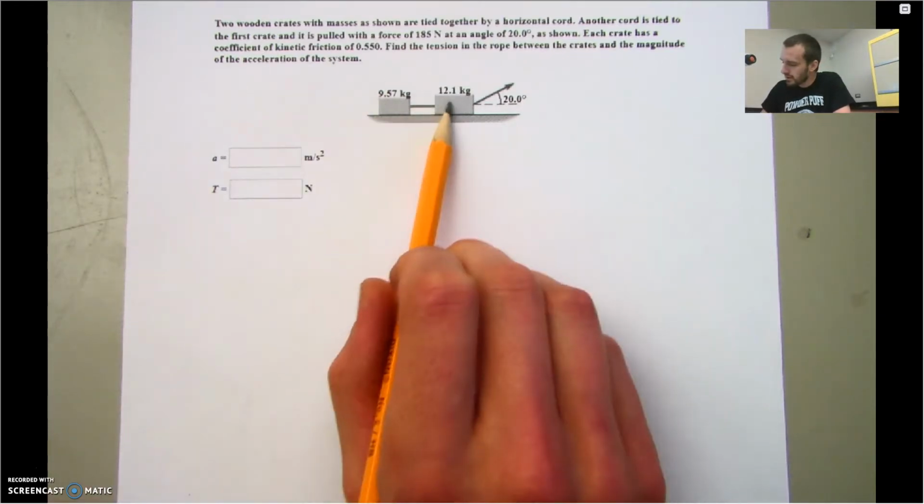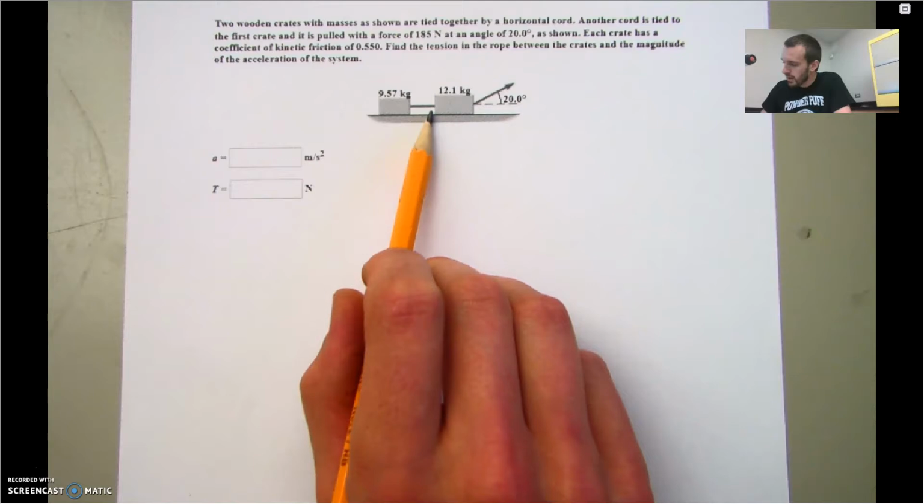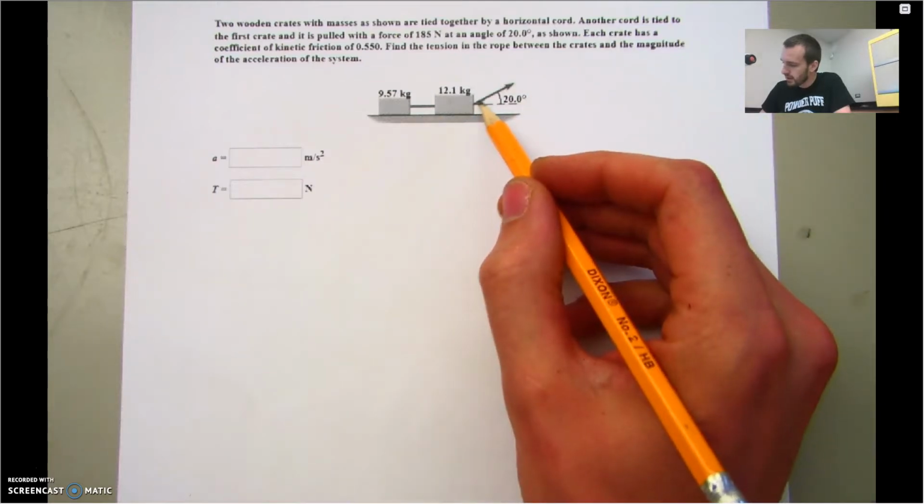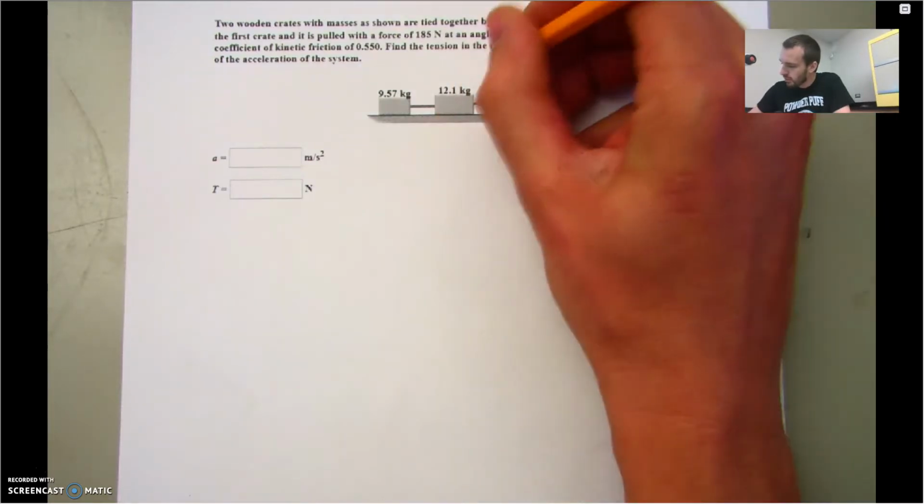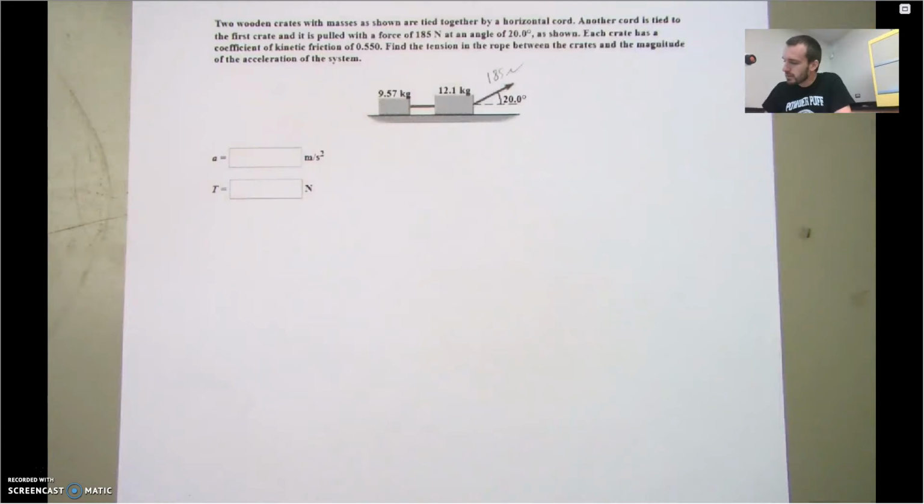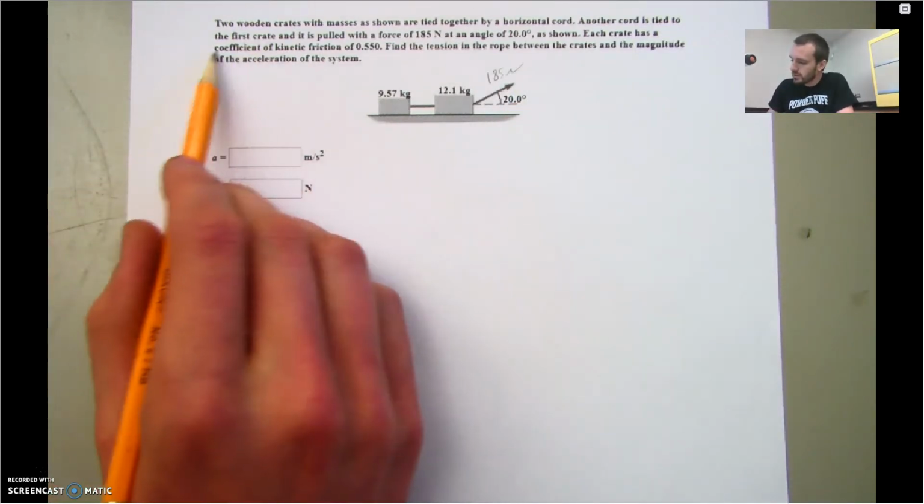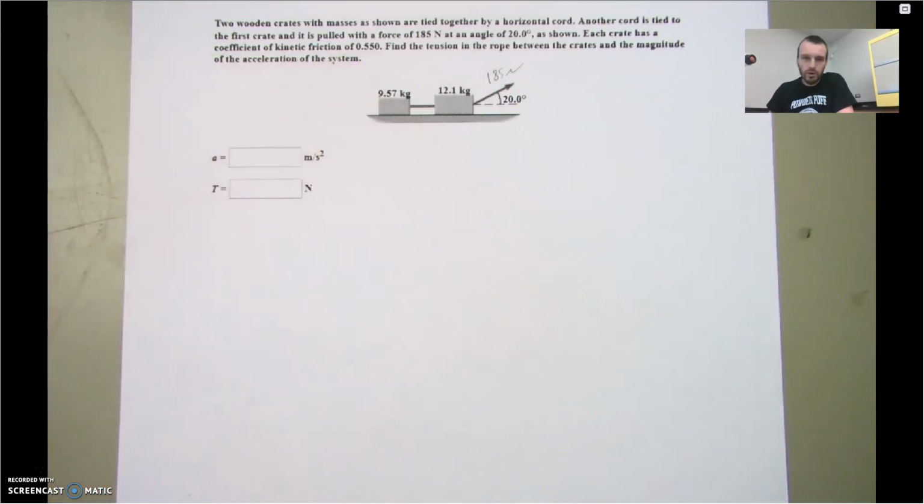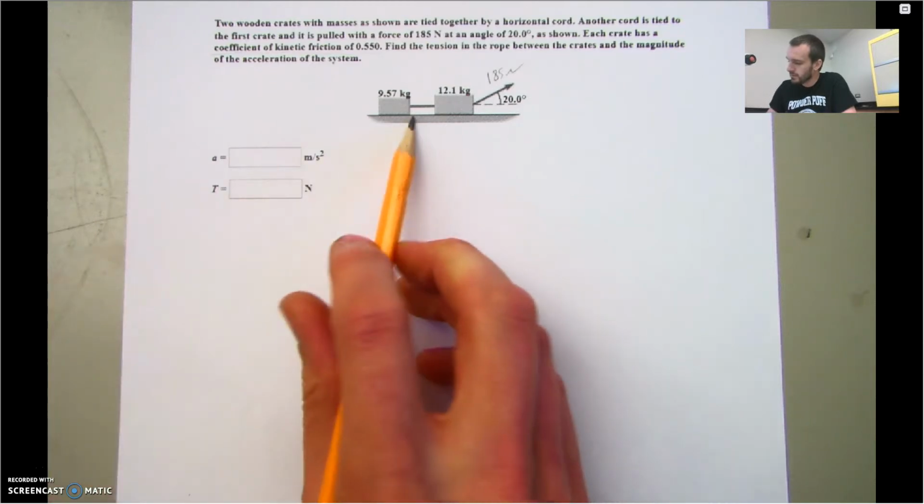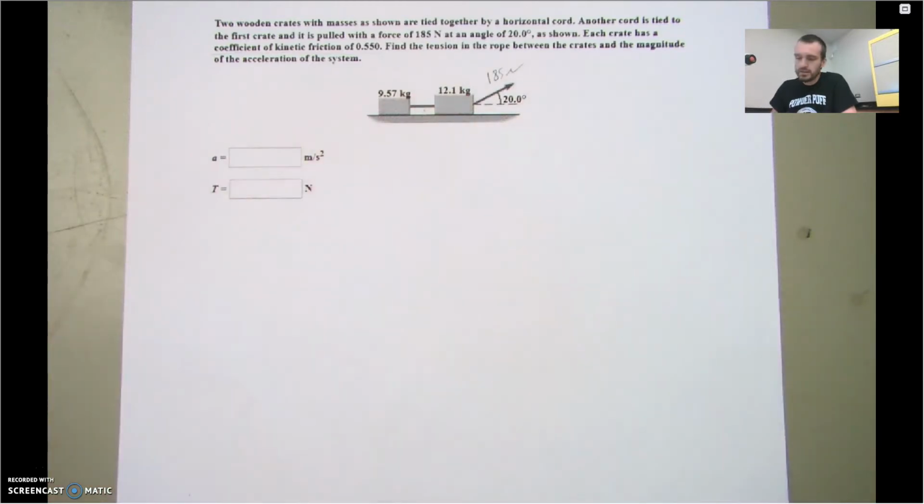We have two wooden crates. They're tied together by this cord, and another cord is tied to the first crate and exerts a force of 185 newtons at an angle of 20 degrees as shown below. Each crate has a coefficient of kinetic friction of 0.55, which is just a number that tells us how much friction we have. Find the tension in the rope between the crates, so the FT in there, and the magnitude of the acceleration of the system.